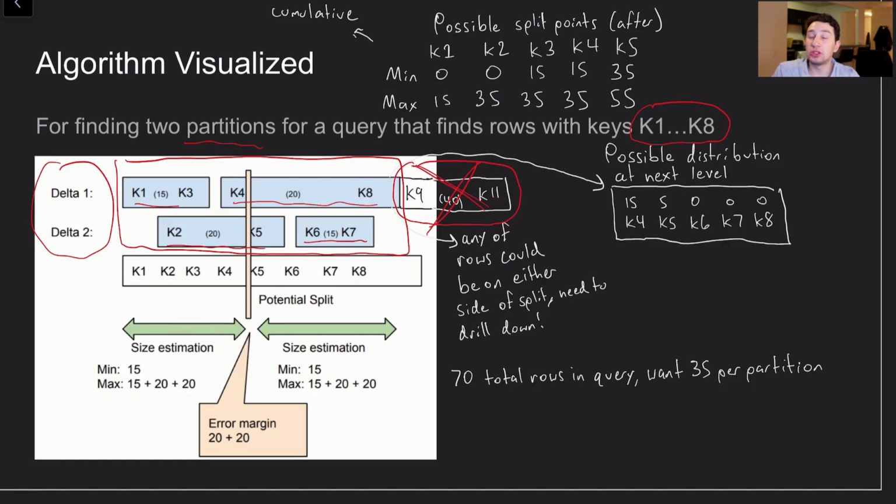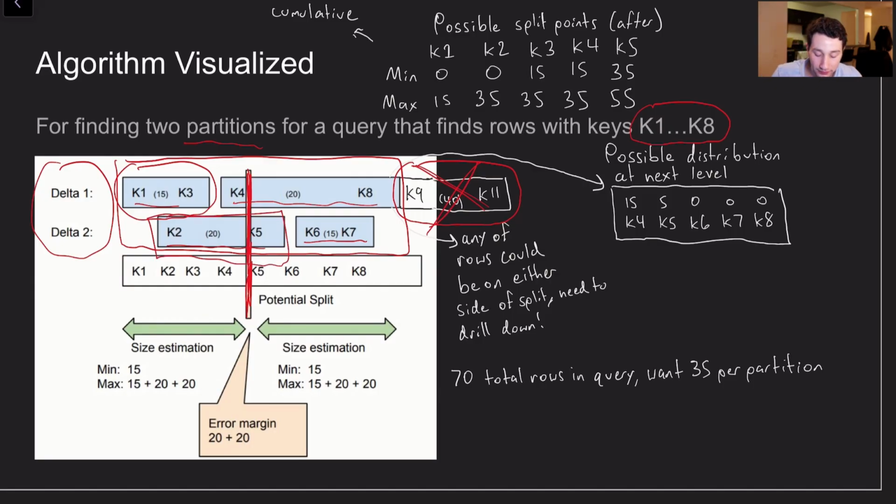So now we have to choose some arbitrary split point to determine how effective our partitions are. And in this example, they choose it such that all keys up to K4 are in one split, and all keys starting with K5 and beyond are in another split. So the calculation looks something like this. Basically, we know, okay, if this is our split, 15 rows for sure are on the left side of it.